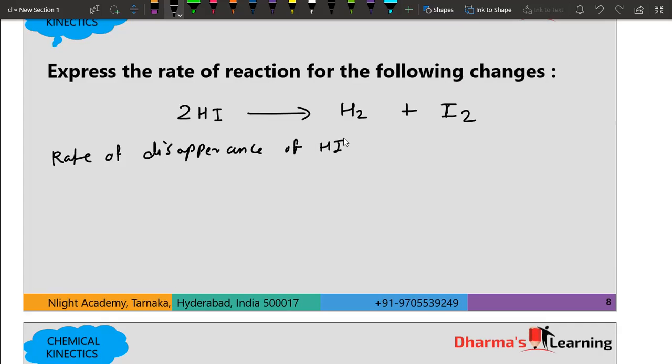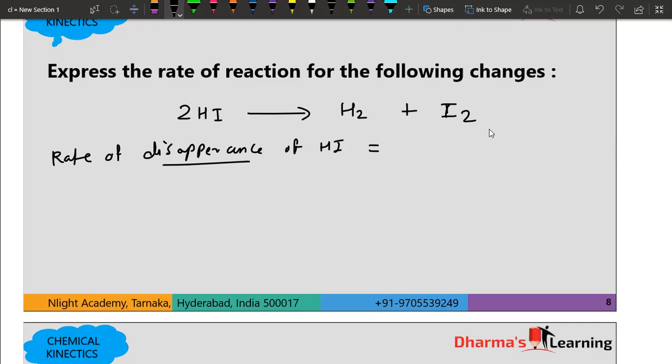Because hydrogen iodide is nothing but a reactant, and it is going to decrease. So that's why it is a rate of disappearance. When I'm writing disappearance, I only need to write the change. I will not represent the stoichiometric coefficient in rate of disappearance or rate of appearance. I will only represent the stoichiometric coefficient when there is an average rate of a reaction.